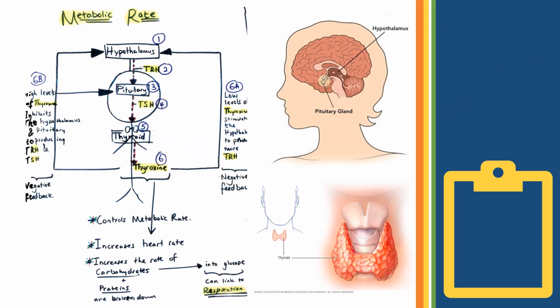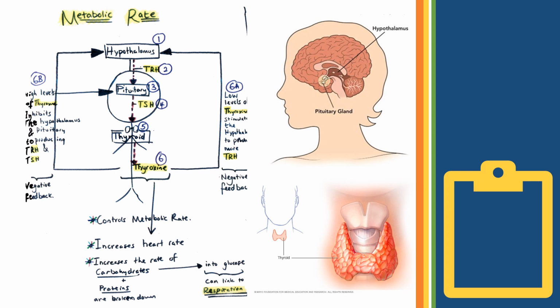So in the brain, there's the hypothalamus gland, which produces TRH. The TRH gets then sent to the pituitary gland, which is in the middle of the brain, as shown here. The pituitary gland produces TSH. TSH gets sent to the thyroid gland, which is in our neck. The thyroid gland produces thyroxine, and the thyroxine is responsible for controlling the metabolic rate, which I'll explain in a minute.